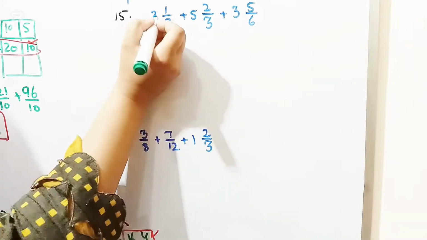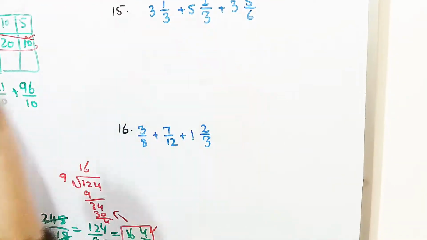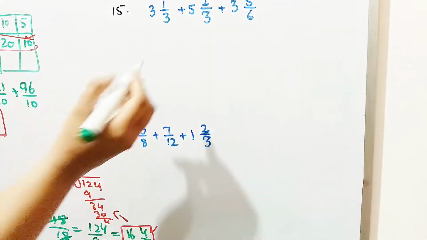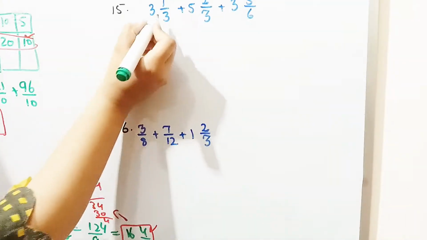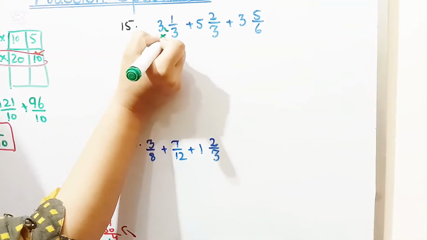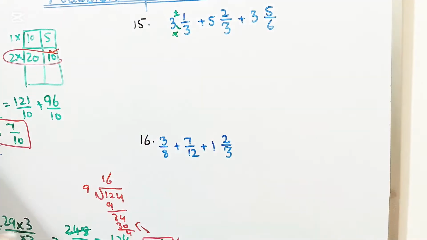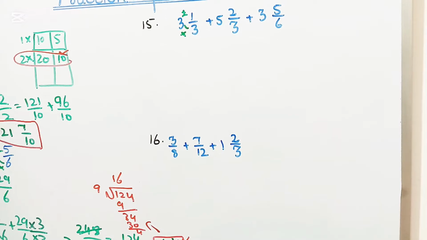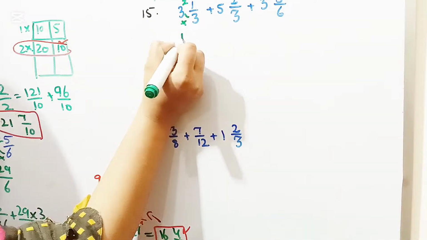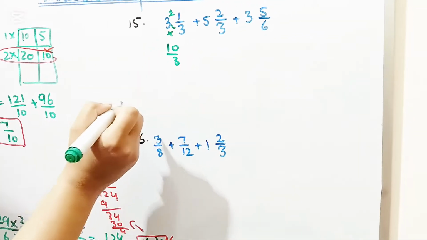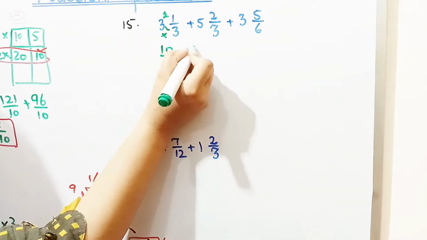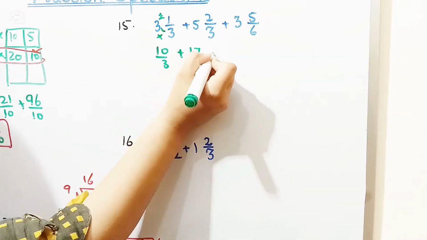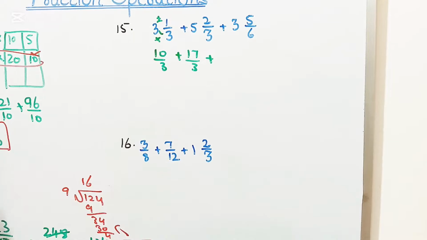3 1/3 plus 5 2/3 plus 3 5/6. We multiply and then we add. We follow the same rule as we did earlier. 10/3 plus 17/3 plus 23/6.